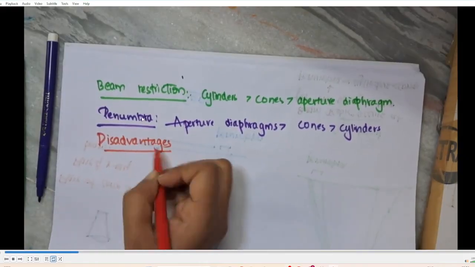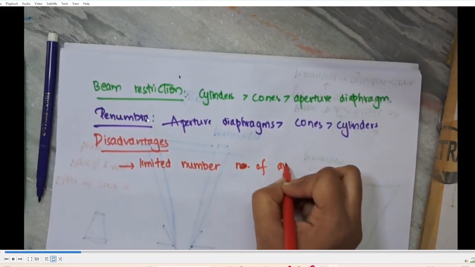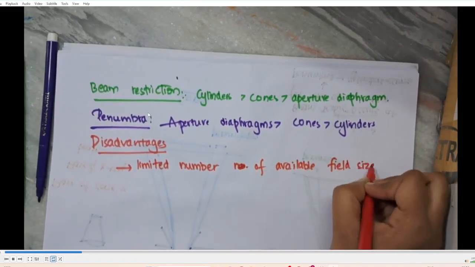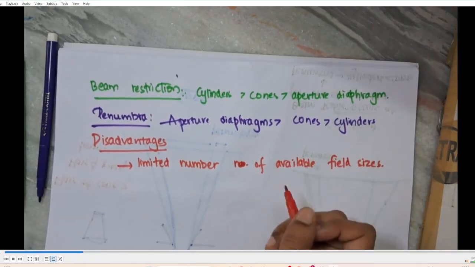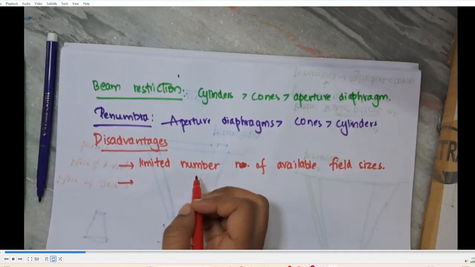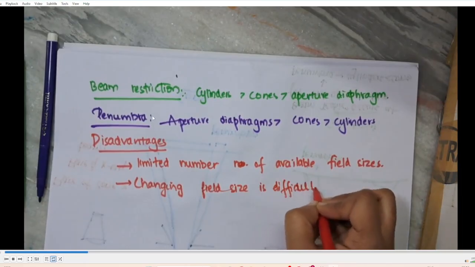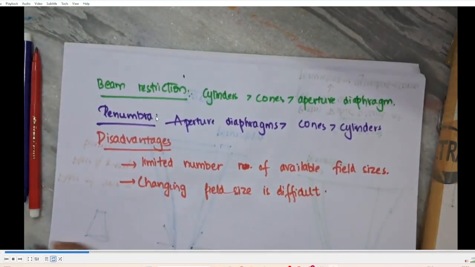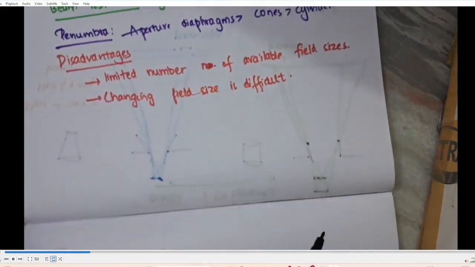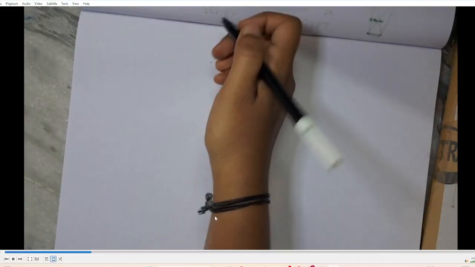The major disadvantage of aperture diaphragms, cones and cylinders is the severe limitation they place on the number of available field sizes. Even a large assortment cannot approach the infinite variety of field sizes which is needed in diagnostic radiology, and changing the field size is very difficult for these aperture diaphragms, cones or cylinders. Then the next type is collimators, which we will learn in the next class.